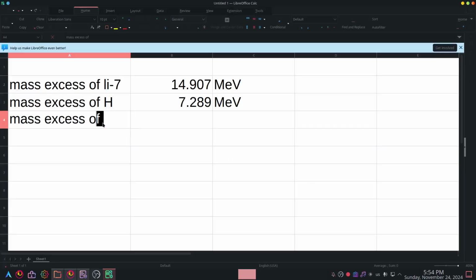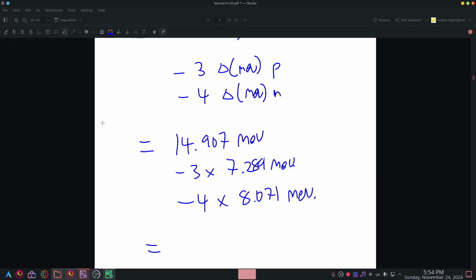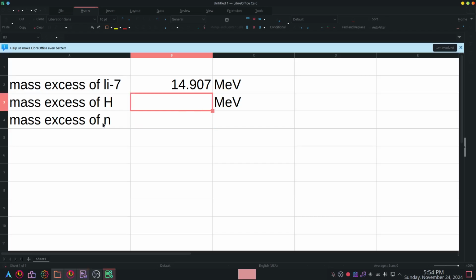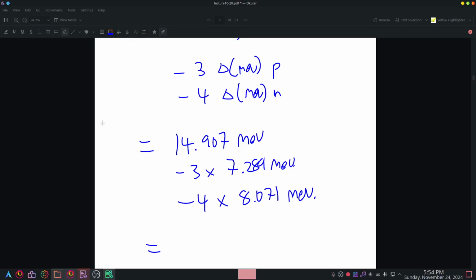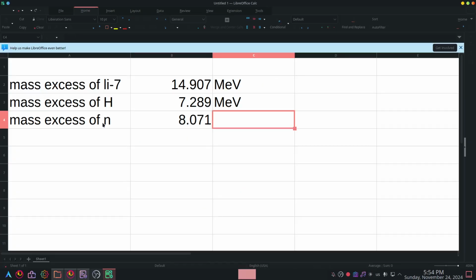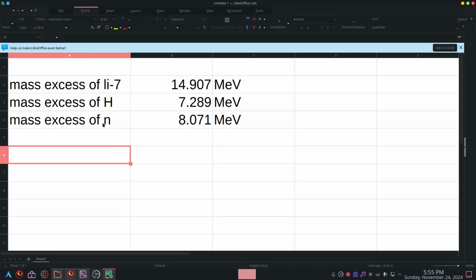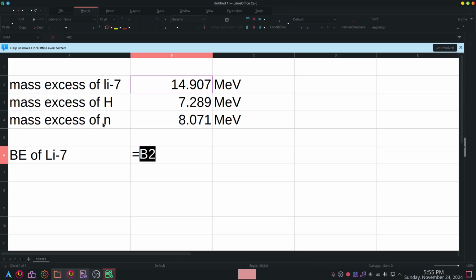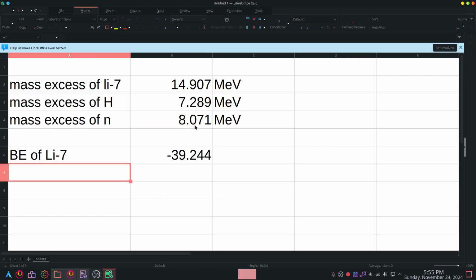Mass excess of neutrons. Shucks, I have my numlock not configured correctly. 8.071 MeV. So binding energy of lithium 7 equals this 14.907 minus 3 times mass excess of H minus 4 times mass excess of N. Okay.